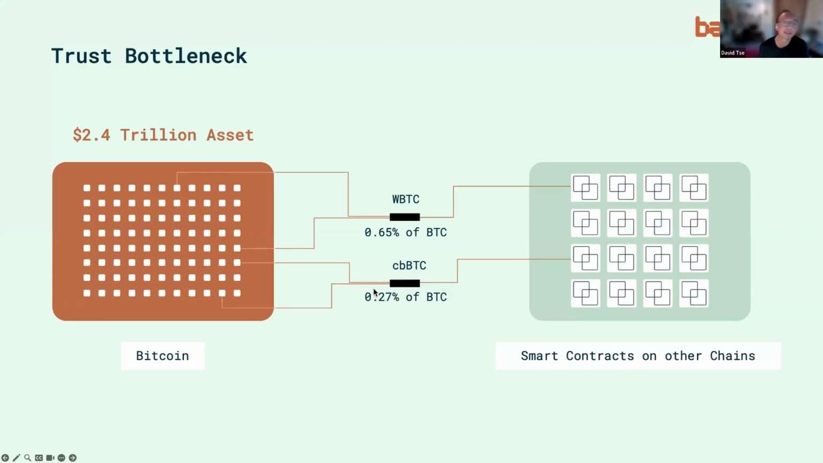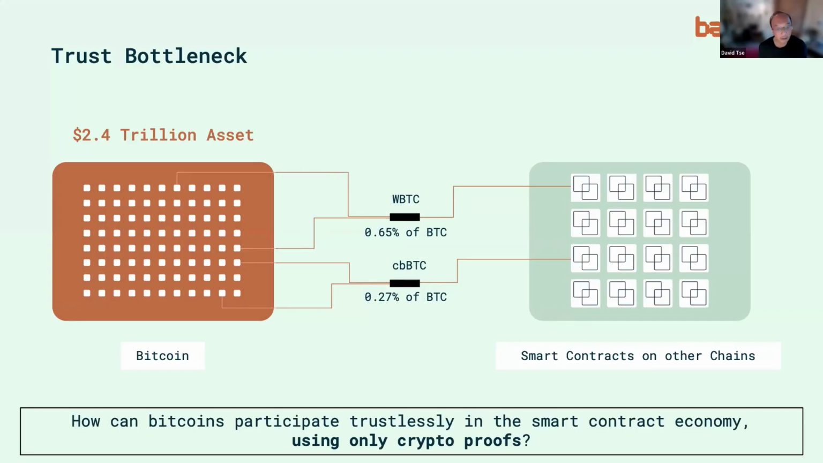So number one observation is that it is not consistent with Nakamoto's original vision to have this trust bottleneck in the middle. And two, because of this trust bottleneck, very little of Bitcoin was able to go over to the smart contract economy. This is precisely because a lot of people who hold Bitcoin do not want to go through this trusted third party, WBTC and CBBTC. And so the question I would like to address today is to fall back to Nakamoto's vision, which is how do we allow Bitcoin to participate trustlessly in the smart contract economy using only crypto proofs?